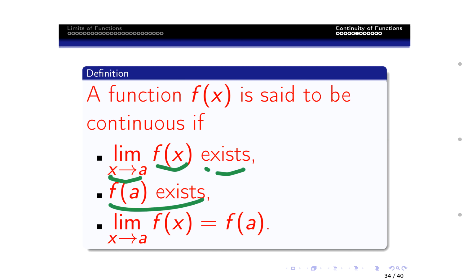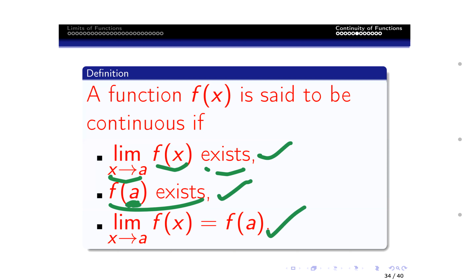And the third condition is that this limit that exists is exactly equal to f of a, which also exists. So that's the third condition. So the limit exists. The function evaluated at the value towards which x is tending also exists. And then the two of them are equal. So those are the three conditions for which you say that a function f of x is said to be continuous.